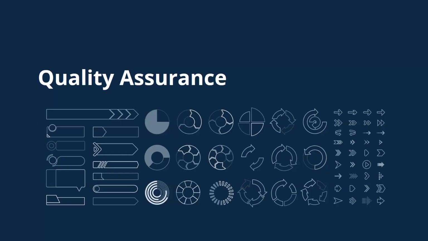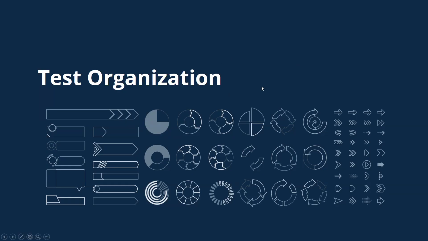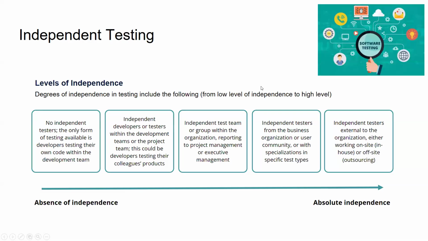Next, we come to the quality assurance part. So we determine what we are going to test, how we are going to test, all those things. Now we come to the quality assurance part, right? First, the test organization. So when it comes to testing, there are different levels of testing. So one thing we can talk about is independent testing.